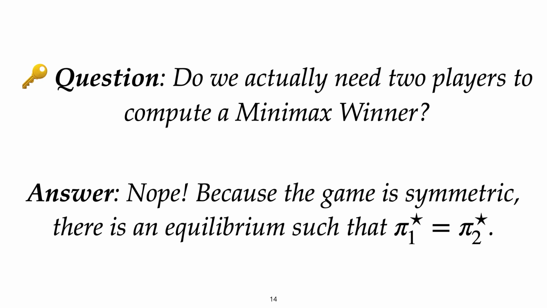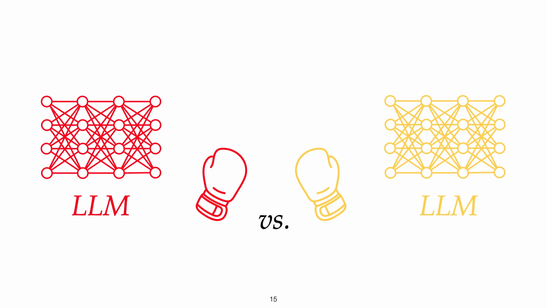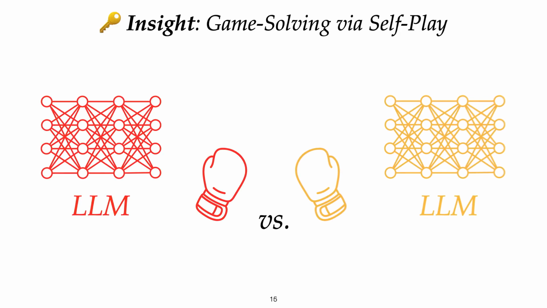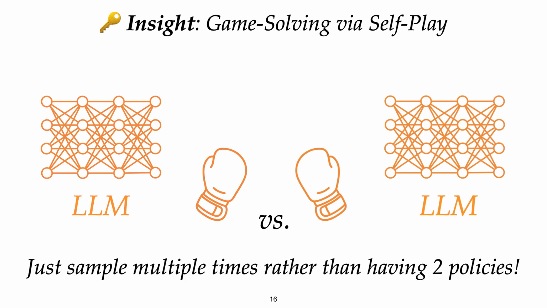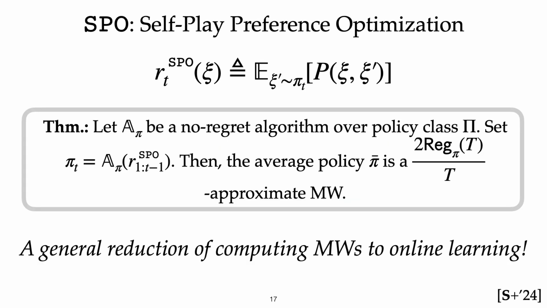We rigorously prove that because of the symmetry of the preference game, we can instead follow a simple and scalable self-play strategy while maintaining strong guarantees. So rather than actually training two separate policies to solve the game, we can instead simply sample twice from the same policy and treat the second set of samples as samples from a fictitious second player. More formally, we propose a general reduction of computing minimax winners to no-regret online learning with a single player.